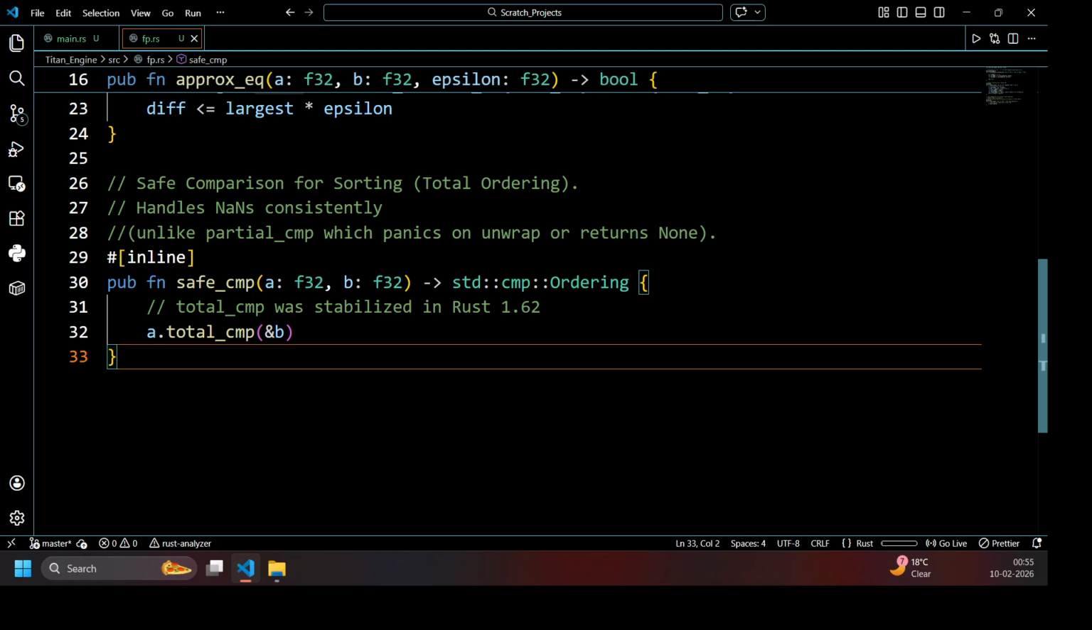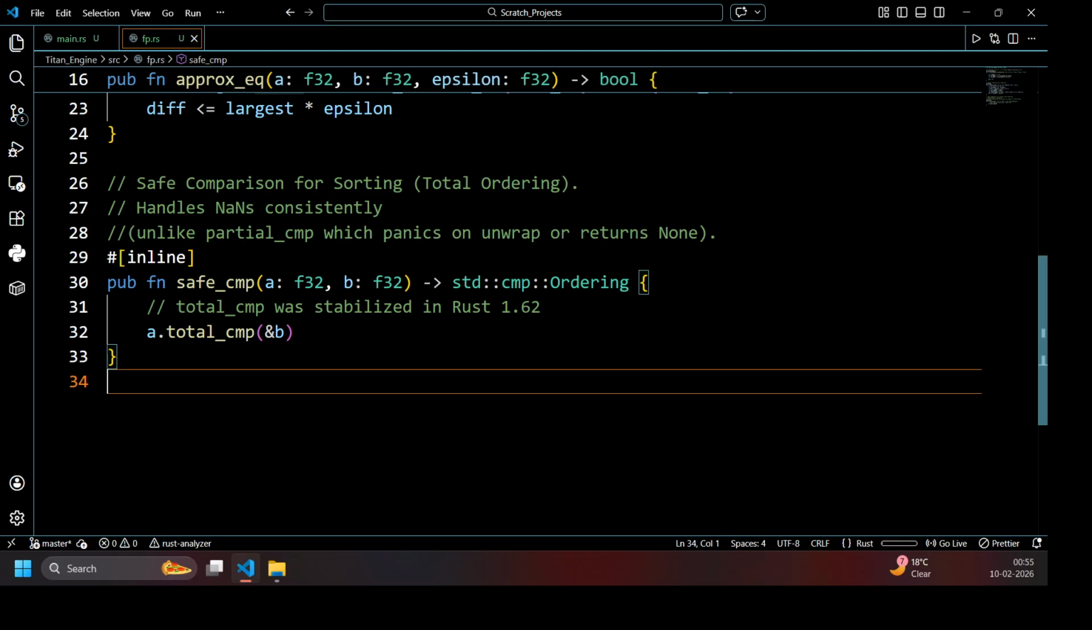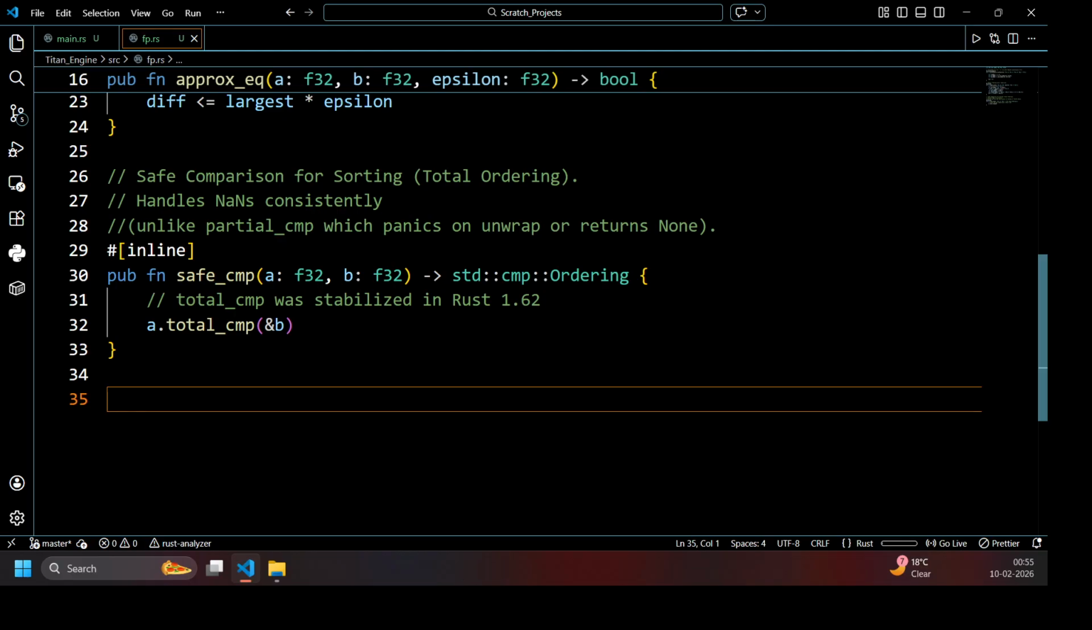It was ugly. You had to manually implement the logic, and you had to arbitrarily decide, okay, in my program, all NaNs are considered greater than positive infinity. You had to manually handle the bit patterns for -0. It was a nightmare. But the source code for this library is shockingly short. It's one line. A total_cmp call. That's it. This function is basically a celebration of progress. In Rust 1.62, the language developers finally stabilized the total_cmp method.